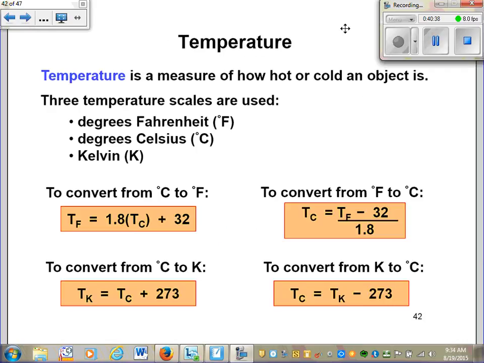All right. We've been converting mass, length, all kinds of things. Now temperature. Temperature is a measure of how hot or cold an object is. Most people are used to the Fahrenheit scale. That's what you get in the weather report. Chemistry, nursing, doesn't use Fahrenheit, they use Celsius. Chemistry also uses Kelvin.